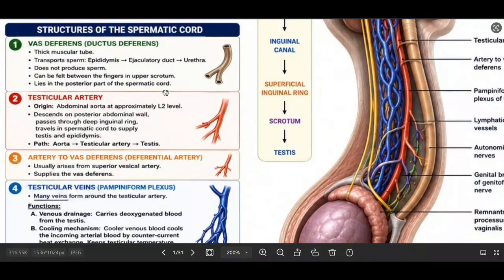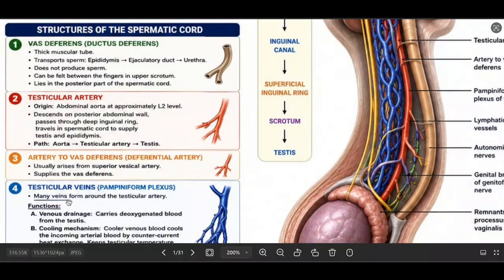So now about the artery to the vas deferens, that is also called the deferential artery. Its origin is usually from the superior vesical artery. Artery to the vas deferens means it is going to supply the vas deferens or ductus deferens. This deferential artery arises from the superior vesical artery, and it supplies the vas deferens.